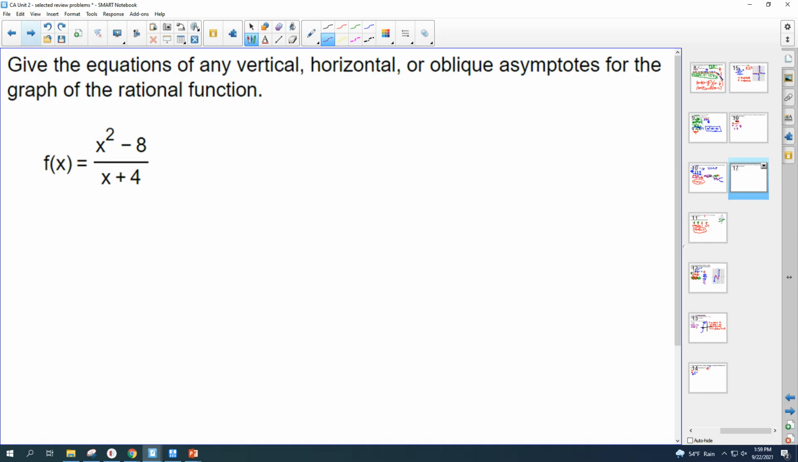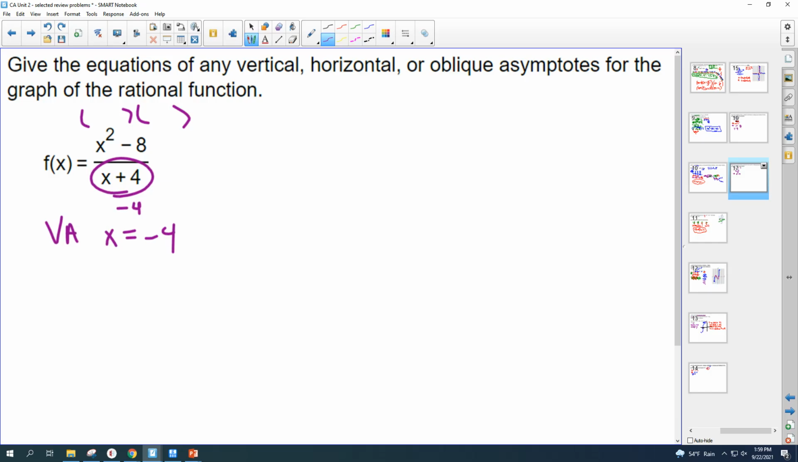Same question, give me the asymptotes. So again, if we could factor this on the top, maybe we could cancel something out, but I don't know how to factor that. You can't factor x squared minus 8. And so nothing factors, nothing's going to cancel. Negative 4 is bad news. And so since it does not cancel, we're talking about a vertical asymptote at negative 4.